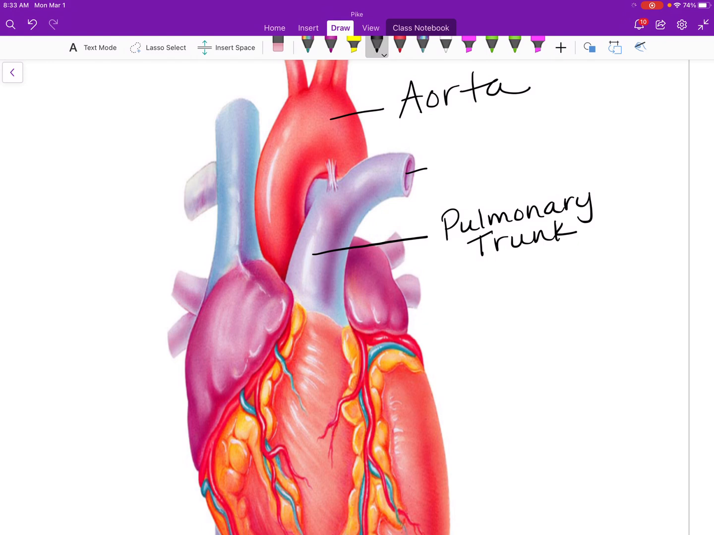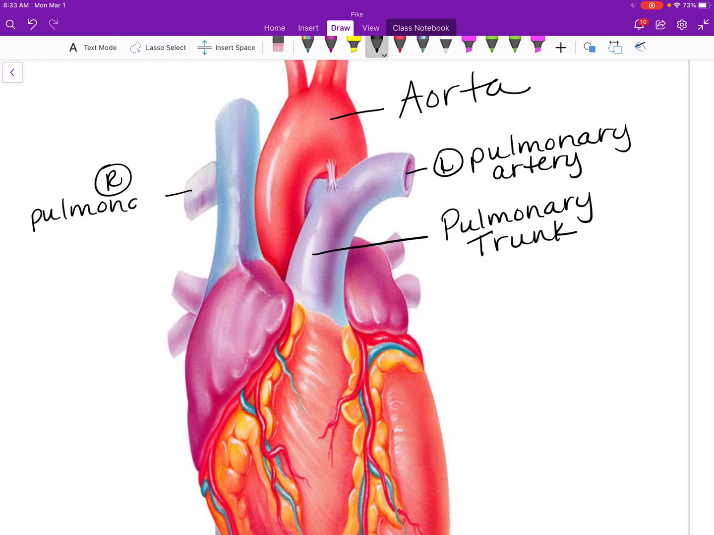And then it splits into a right, I'm sorry, that's the left. Goodness. Why did I make that mistake? That is the left pulmonary artery. And over here, it splits and goes underneath the aorta and behind this other one. This is our right pulmonary artery. And then, so those are the major arteries.